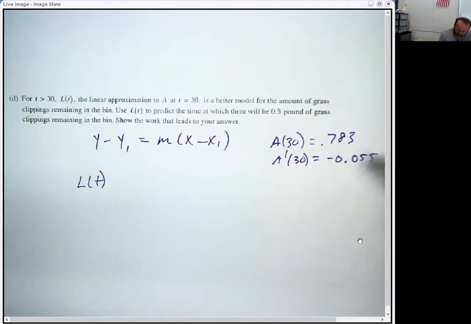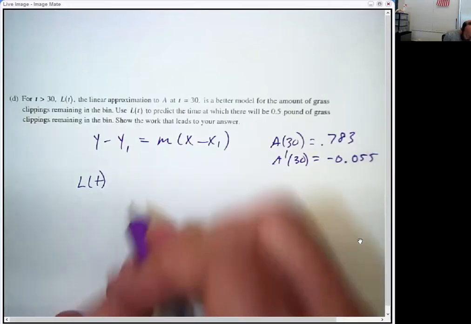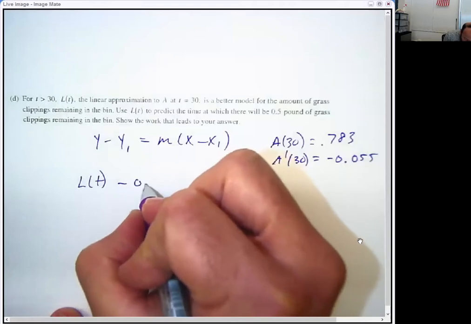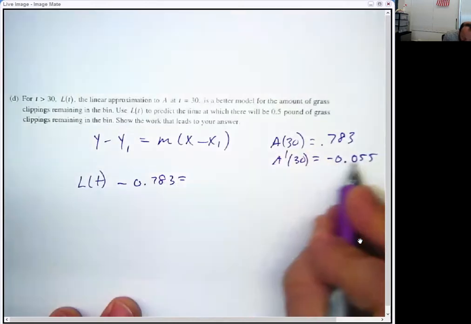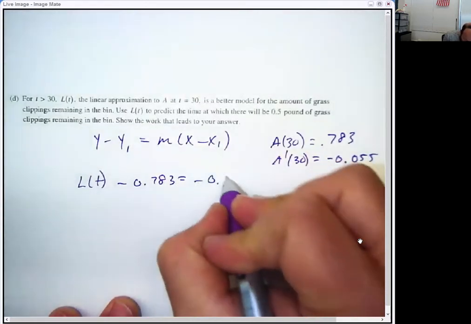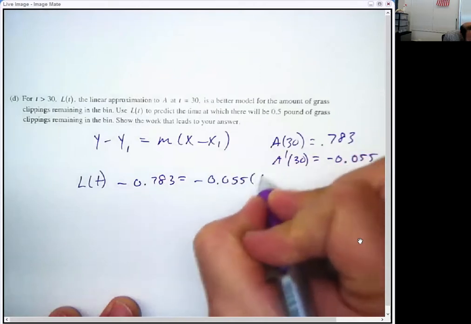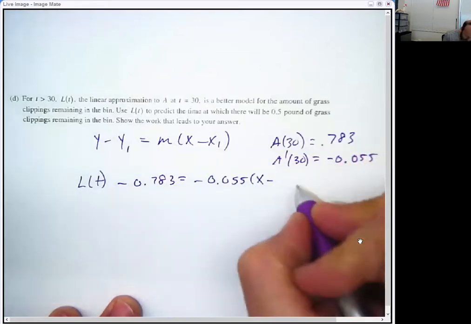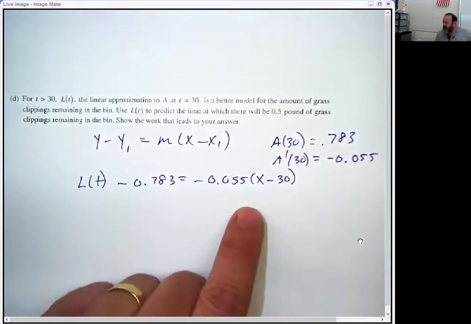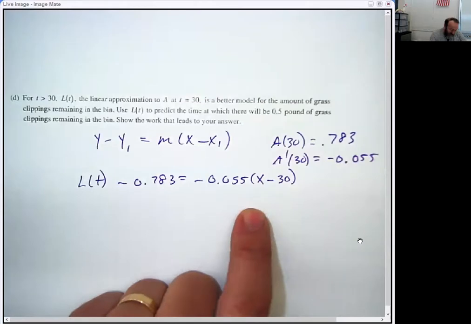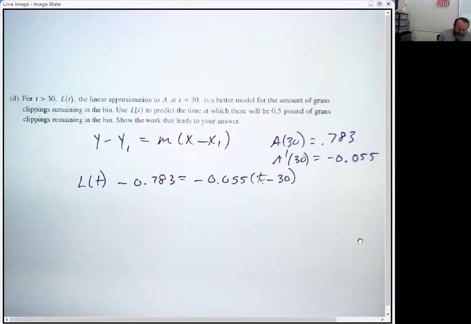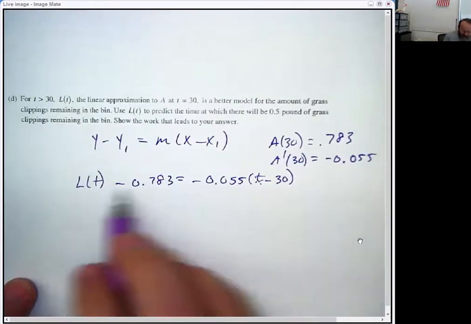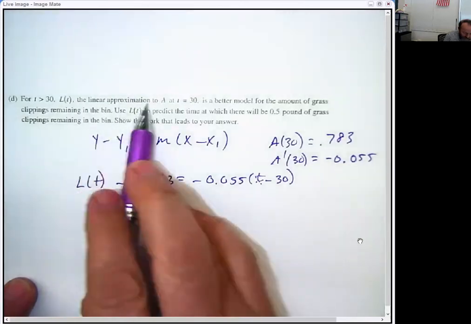Again, a was, we probably put that in y1 earlier. So if I do go ahead and do y minus the y value, 0.783, equals m, which we have right here, negative 0.055 times x minus that x value, which of course was 30. Now, of course, I probably should have used the letter t right here instead of x, because this is supposed to be referring to time. And so this is actually a really good linear equation. That's the linear approximation they were asking for right here.